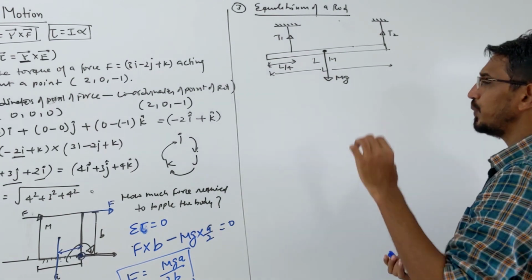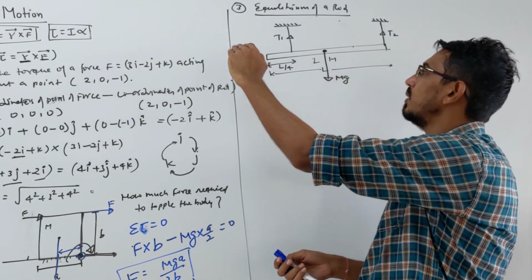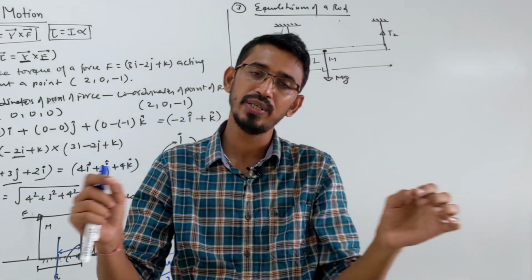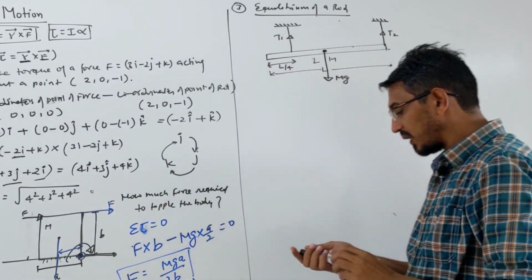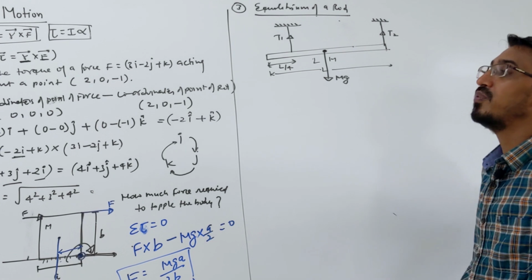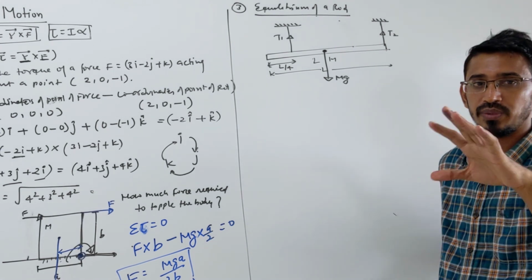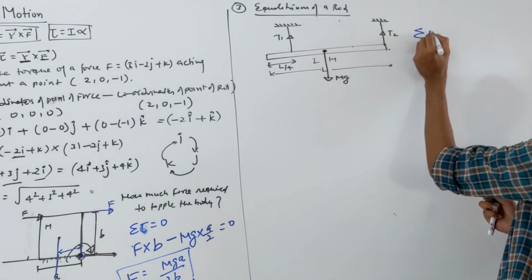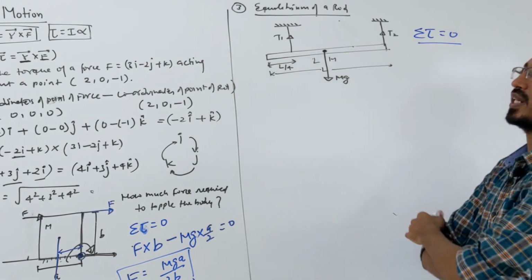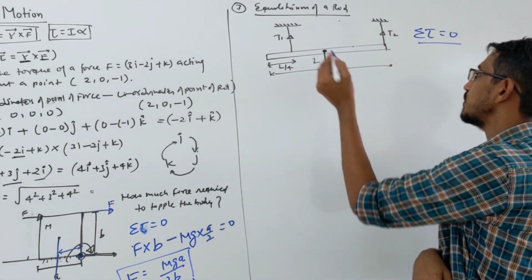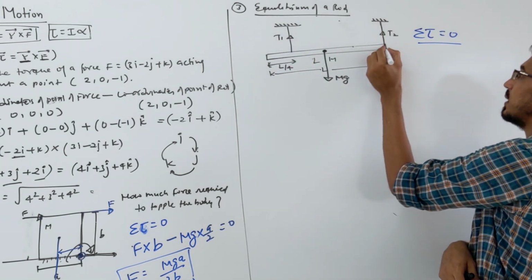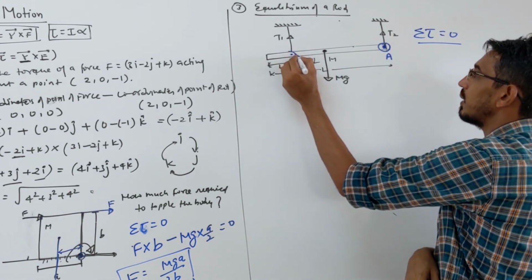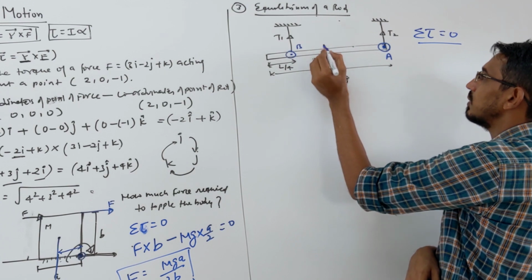You can choose any point on this rod and say that at this point the torque should be 0, because at every point it is under rotational equilibrium. But for easier calculation, we choose a point where some unknown force is acting. That is a hint, so that calculations become easy. Suppose I rotate my body about this point, let's call it point A, and this point B. You can choose any point.